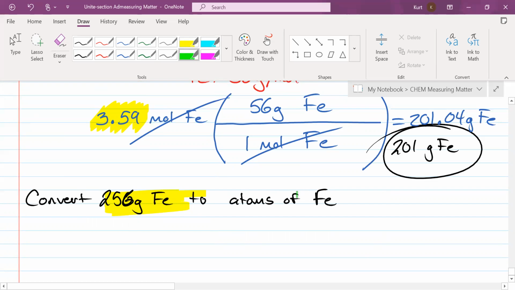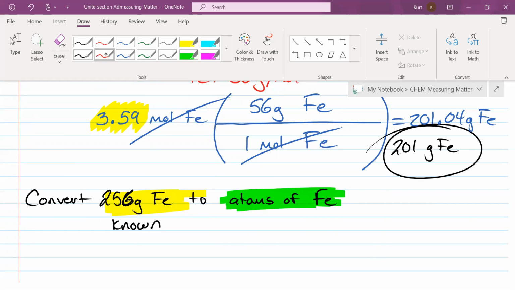No. You have to read the problem. This is our known value here. The unknown is what we're trying to find. Atoms of iron. And that's not a chemistry question. That's just a reading question.